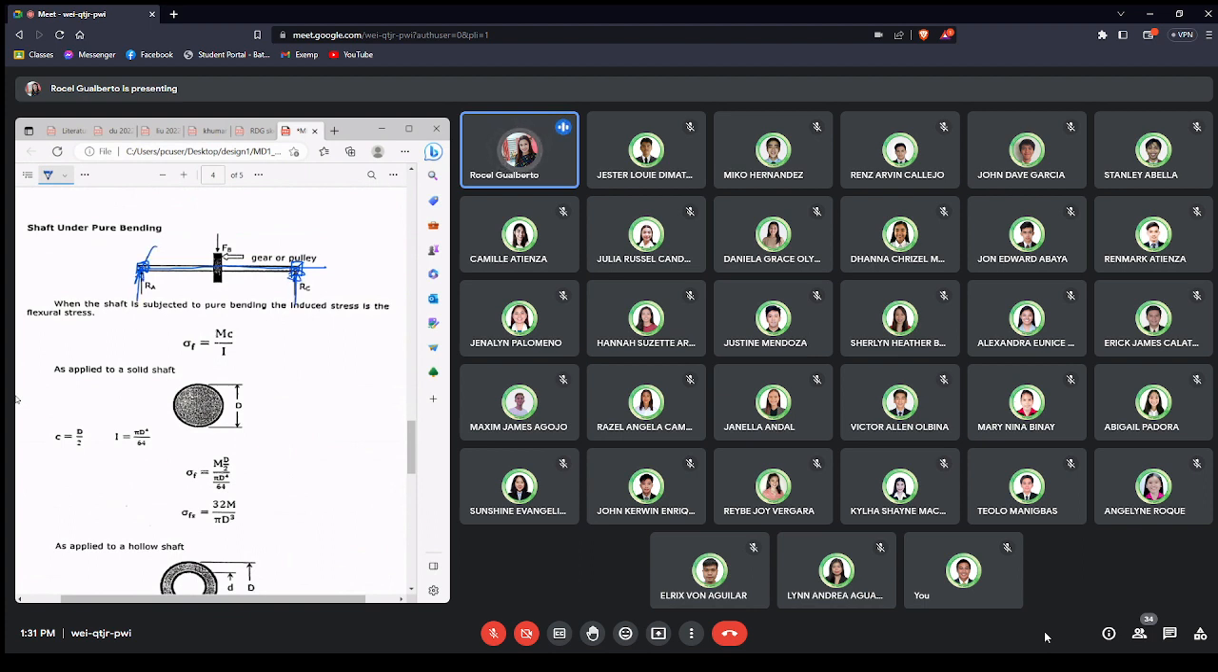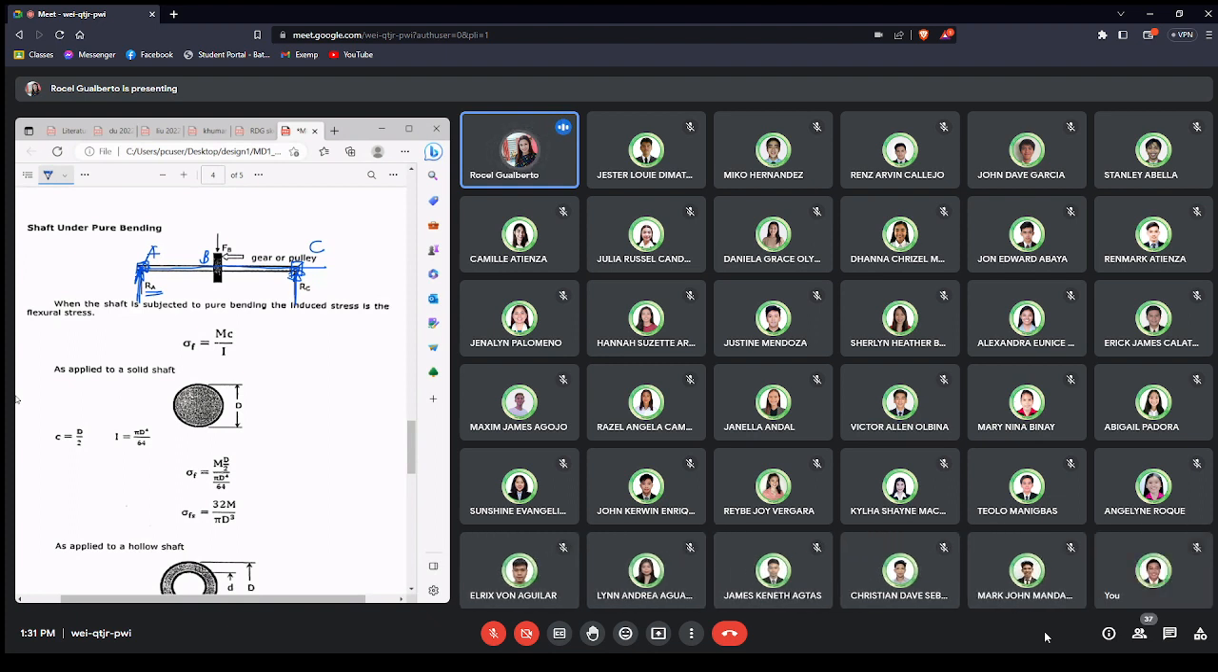So, if this is point A, this is point B, this is point C, we have here reaction at A or force at A and reaction at C. So, parang yun yung naging natin, support reactions. Okay, yun yung counterpart niya.